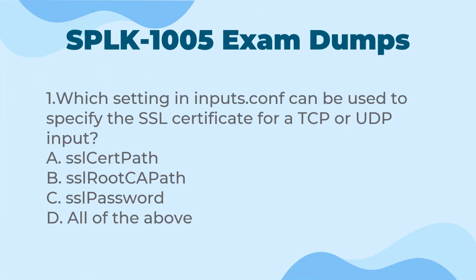1. Which setting in inputs.conf can be used to specify the SSL certificate for a TCP or UDP input? A. SSL cert path. B. SSL root CA path. C. SSL password. D. All of the above.